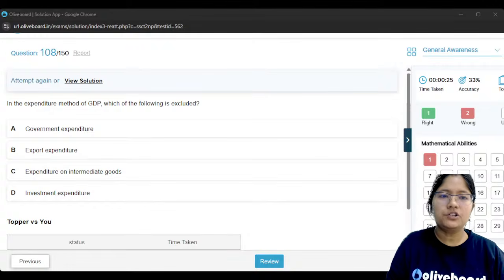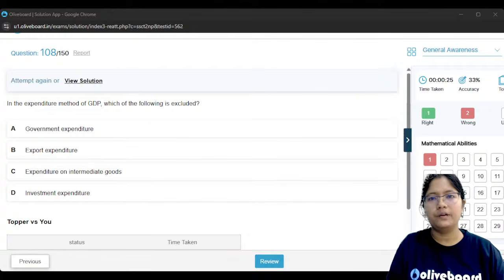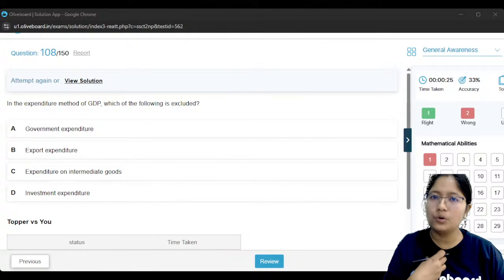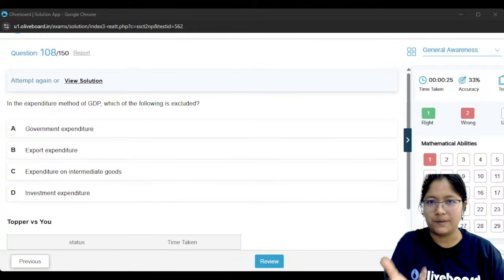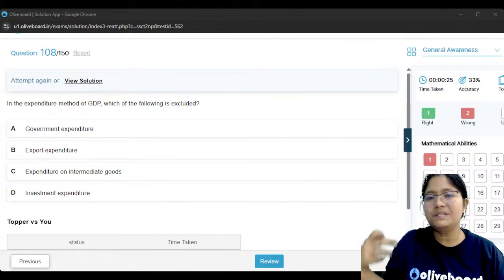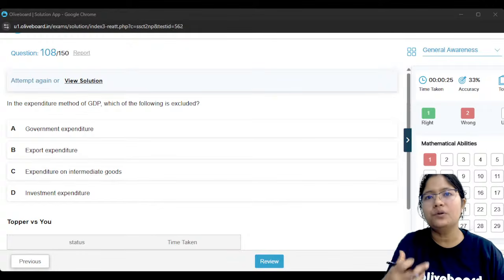In the expenditure method of GDP, which of the following is excluded? For that, we have to know what the expenditure method to calculate GDP is. For calculating by the expenditure method, we first have to know that the household is doing this much expenditure. Then the business will do investment. Business is doing this much investment.